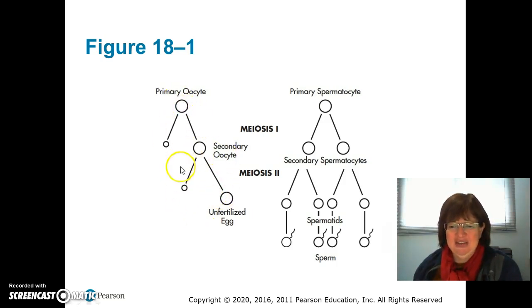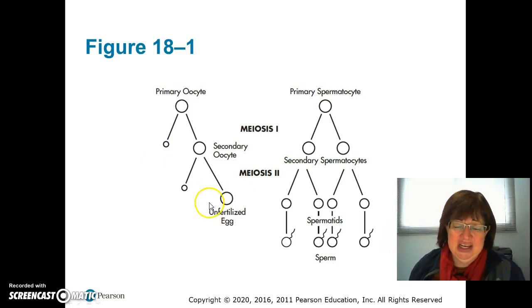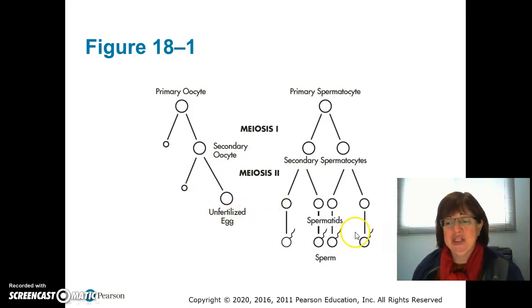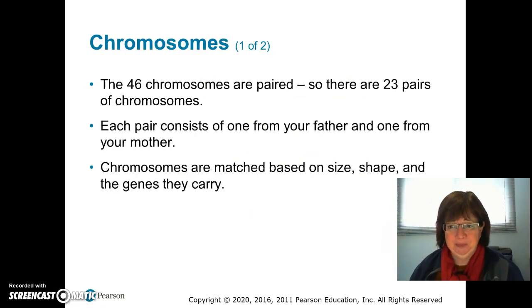Then there's another division, and this second division is also unequal, leaving one large fertilized or unfertilized egg and 2 polar bodies, because this one doesn't divide again. But that's just to show that in humans, for the egg, all the cytoplasm goes into one, whereas with sperm, they're all kind of even. And they're not very big. Sperm aren't very big at all.